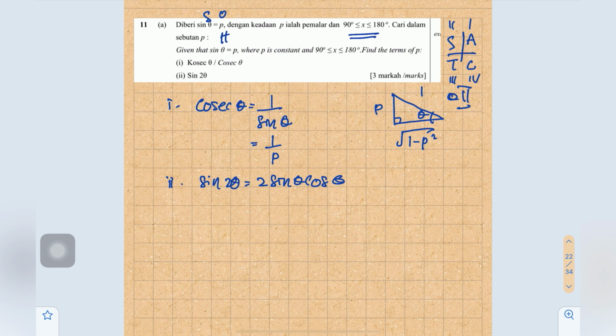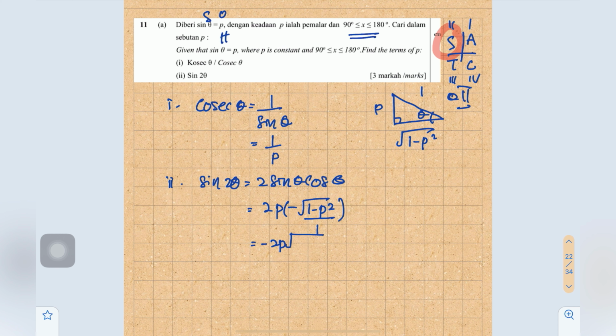So we substitute here. The 2 sin from before is P. Cos theta is CAH, adjacent is square root of 1 minus P squared over hypotenuse 1. But remember this is quadrant 2, and cos in quadrant 2 is negative. So we simplify, this one becomes negative 2P times the square root of 1 minus P squared.